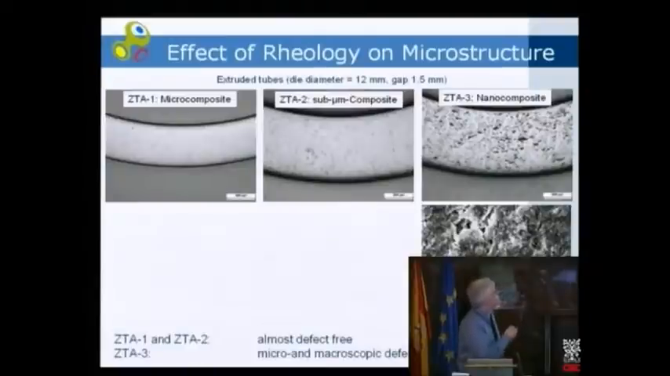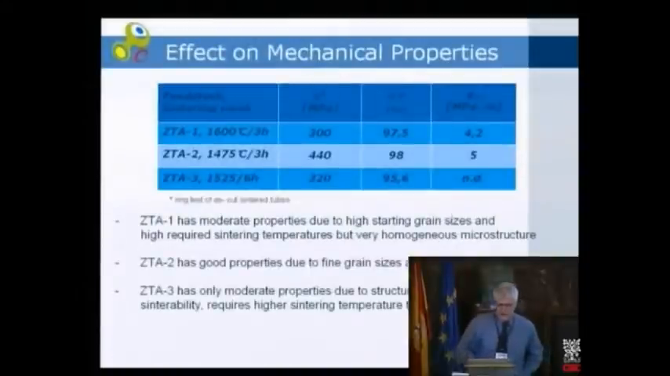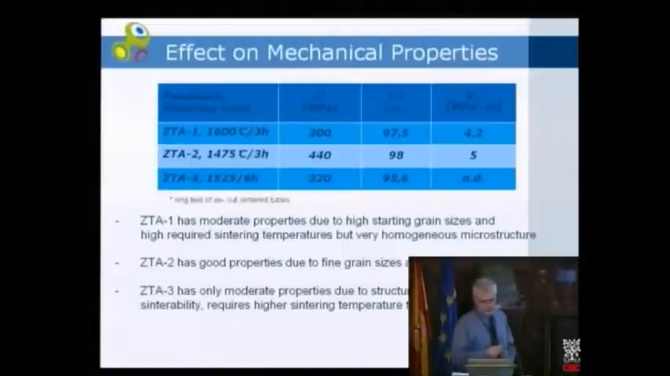So these two are almost defect-free. They are okay for an injection molded or extruded component, but this ZTA3, this nanocomposite, contains a lot of micro and macroscopic defects. And we can trace this also to the mechanical properties.